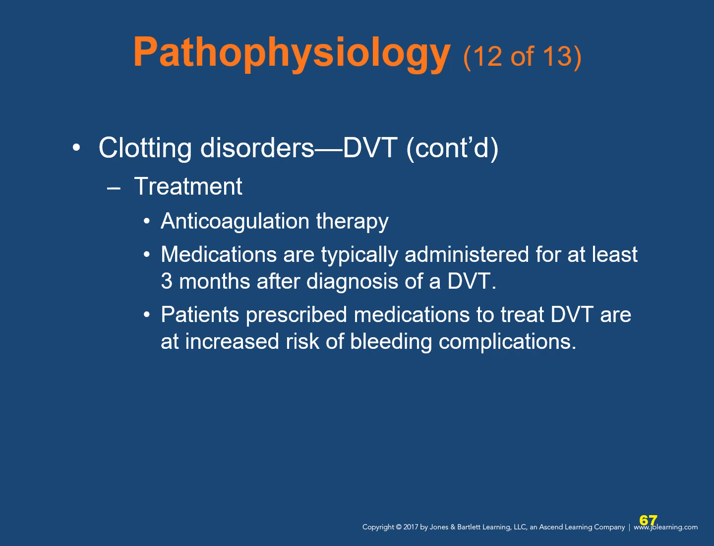The treatment for DVT is anticoagulation therapy: in-hospital IV medications that are transitioned to oral medications before discharge, self-administered subcutaneous injectable, or oral medications. Oral medications are typically administered for at least 3 months after diagnosis of a DVT.